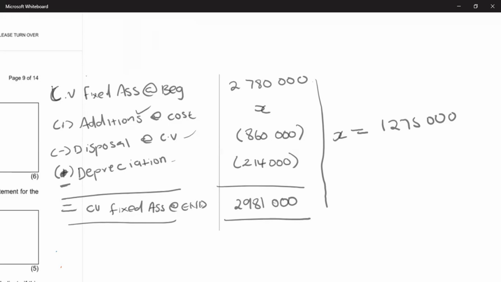Now, this is the total cost price of those three identical vehicles which they said we bought, and we want the price of one of them. I'm going to divide this by 3, and if I do so, the price of one of those trucks is 425,000. This would be my final answer.